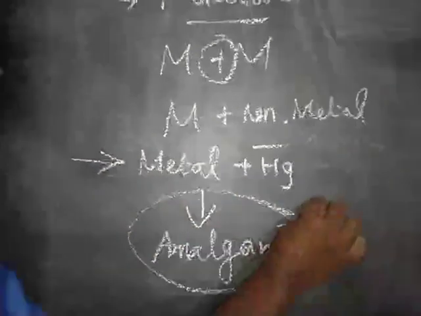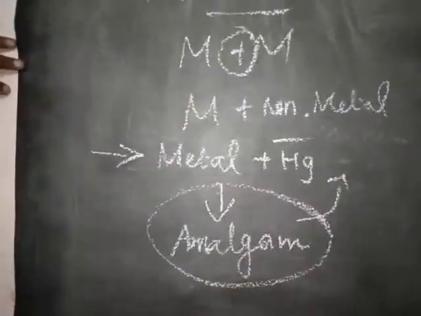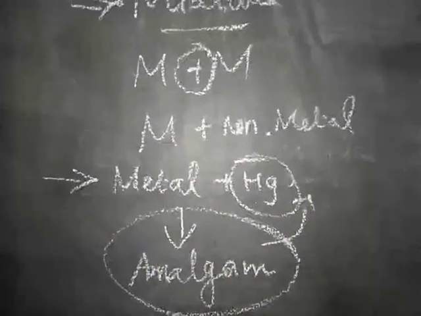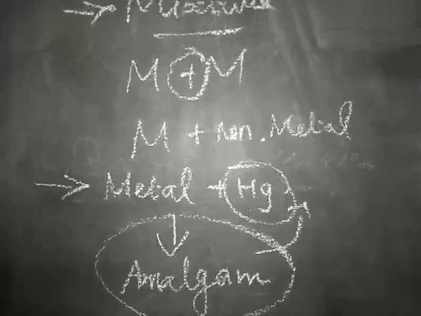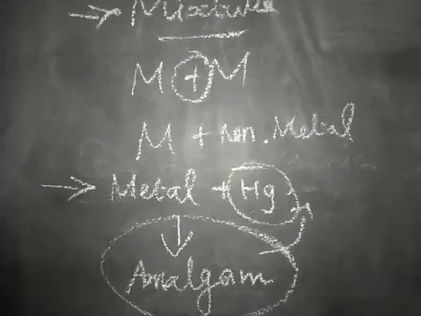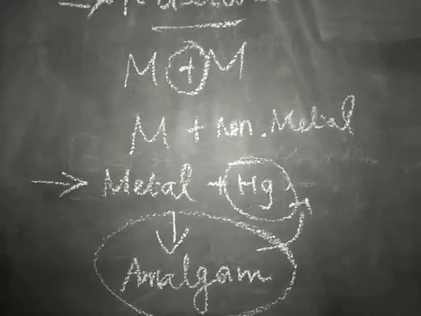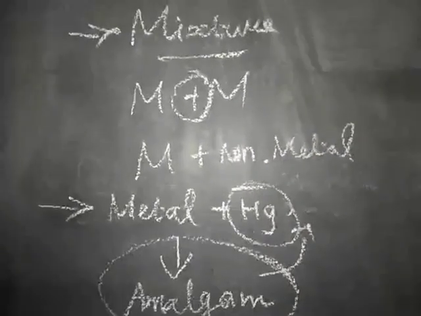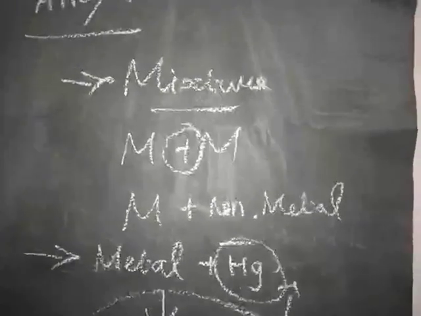Wherever you see the word amalgam, definitely mercury is present in that alloy. That is an example. So these are the benefits of alloys. What is meant by alloy? What are the advantages of alloy? Alloy is the mixing of two or more metals, or a metal with non-metals.